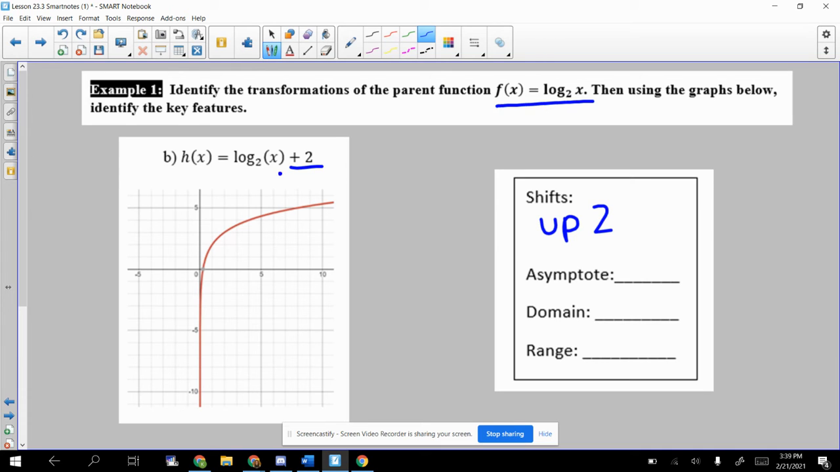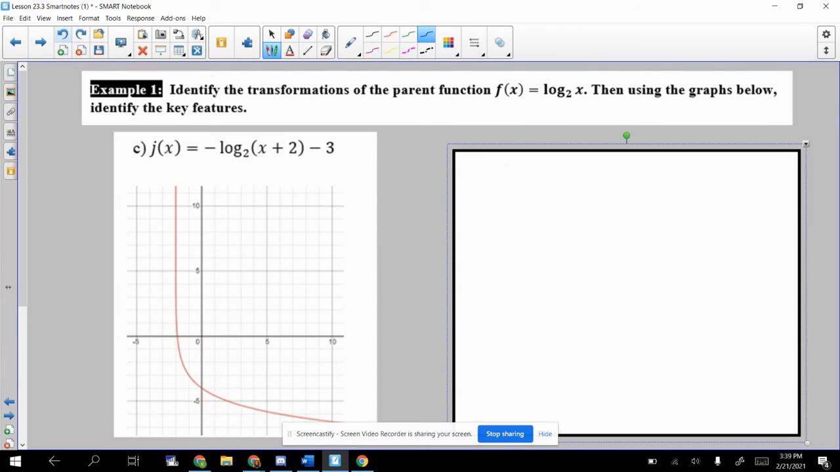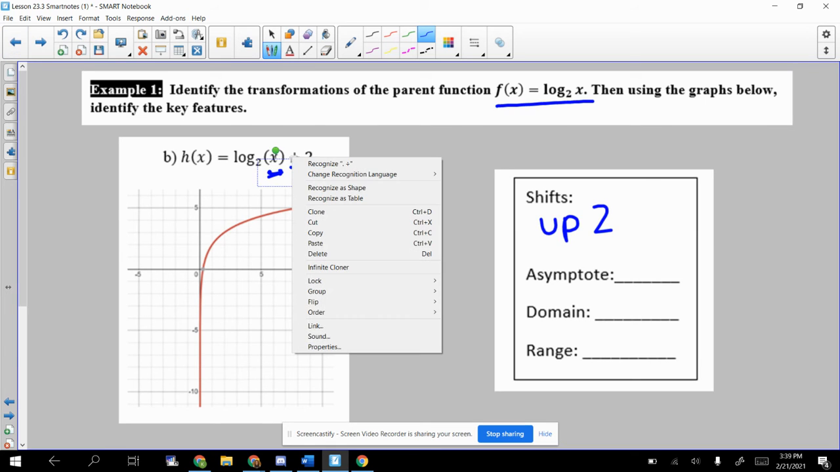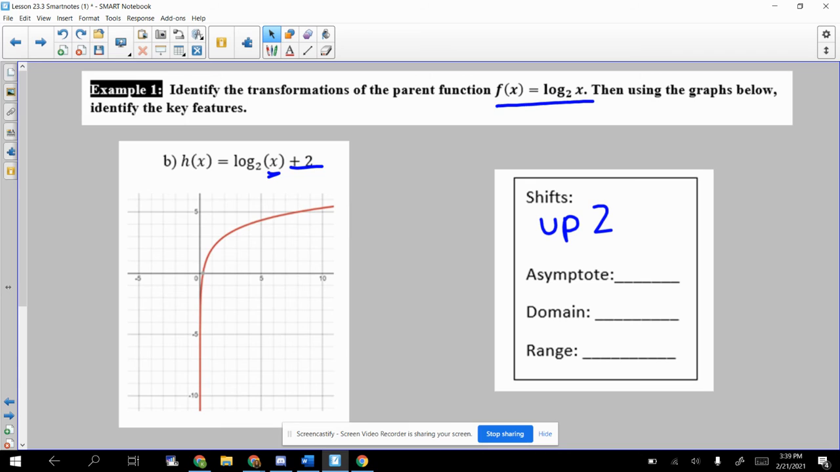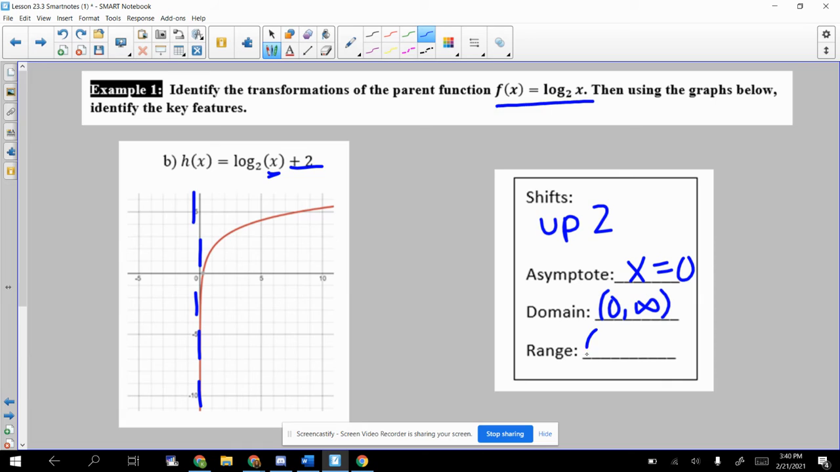Okay, so because there is no h value and it did not move left or right, we aren't going to have any difference in your asymptote. So your asymptote is still going to be at x equals 0, because it did not move left or right. Okay, so your domain would still be 0 to infinity, and your range would still be negative infinity to positive infinity.